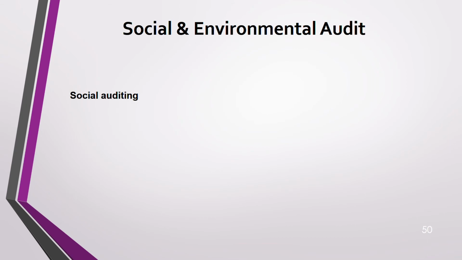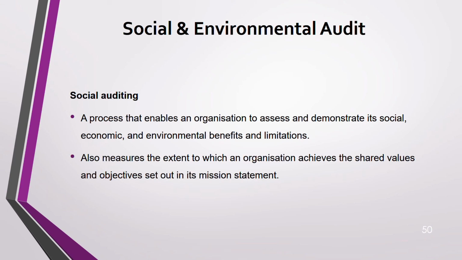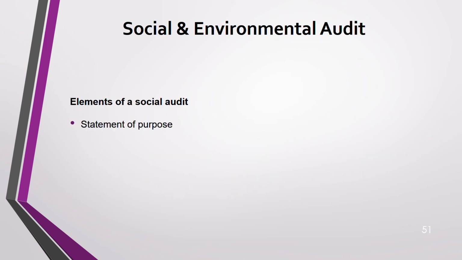Coming to the social auditing. What is social auditing? It demonstrates its benefits and limitations, social, economic, and environmental. And also it measures the extent to which the organization achieves its objectives. And it provides a process for environmental auditing. Let us go through the elements of social auditing. There should be a statement of purpose, there should be an external view, there should be an internal view, and then there should be a review and planning.